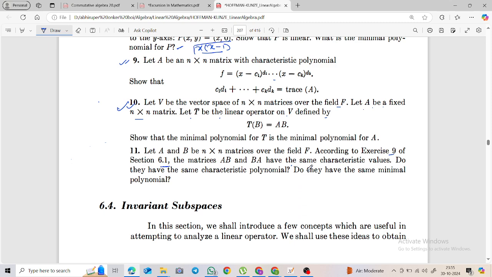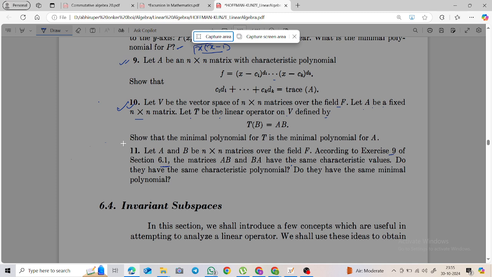So what do you think? Do they have the same minimal and characteristic polynomial?